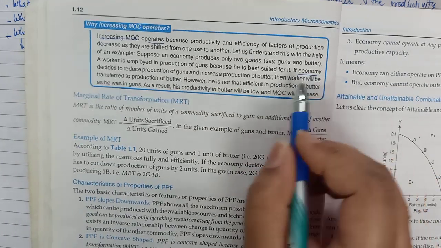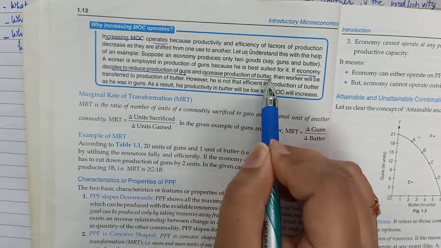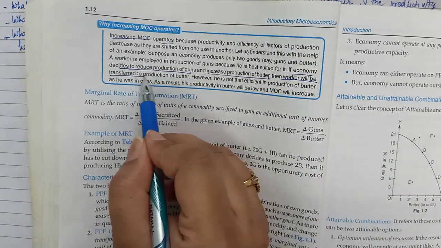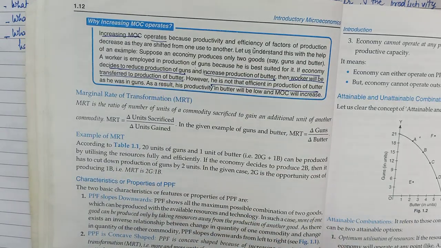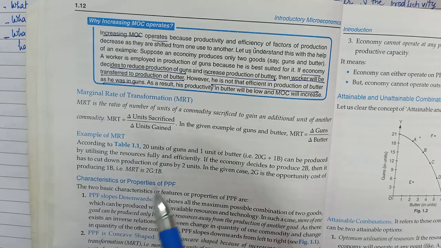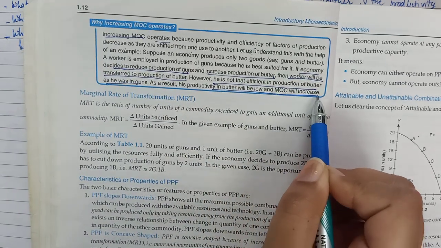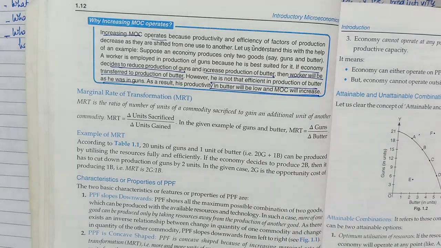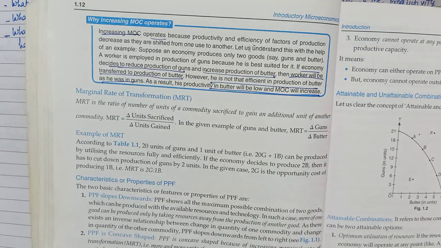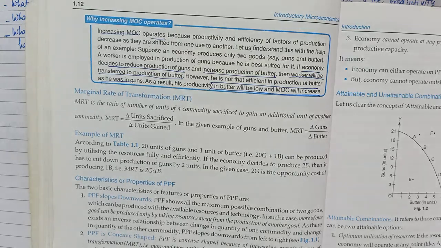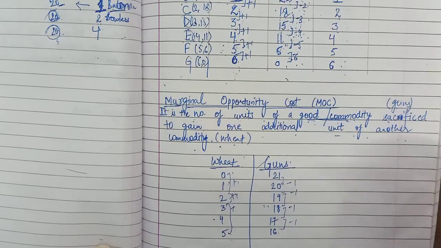Now the economy decides to reduce production of guns and increase production of butter. Then the worker will be transferred to production of butter. However, he is not that efficient in production of butter as he was in guns. So as a result, his productivity in butter will be low and MOC will increase. The same thing which I've been telling you all this while, that our productivity in all the goods is not the same. Had it been the same, then this would have been the case.